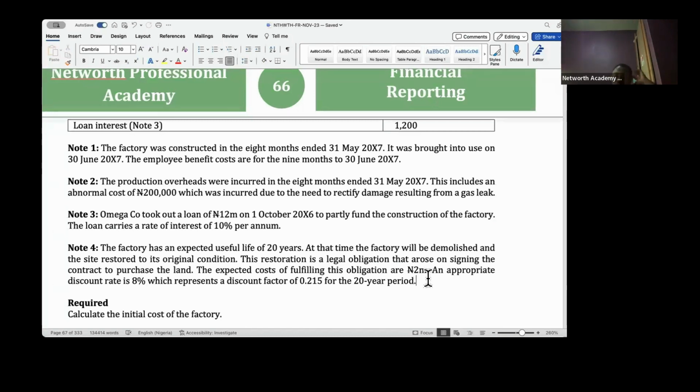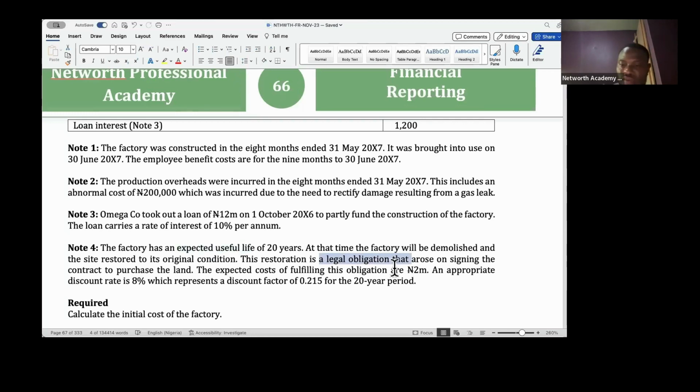Okay, fantastic. So this is the one I was talking about, the initial estimate of dismantling, removal, and restoring the site. That's what they are talking about here. So they are saying that the factory has a life of 20 years. And at that time, the factory will have to be demolished and they had to restore the site to its original condition. No problem. And they say that this is a legal obligation, that they already signed a contract that they have to do that. Fine. So no doubt that this cost will be capitalized.